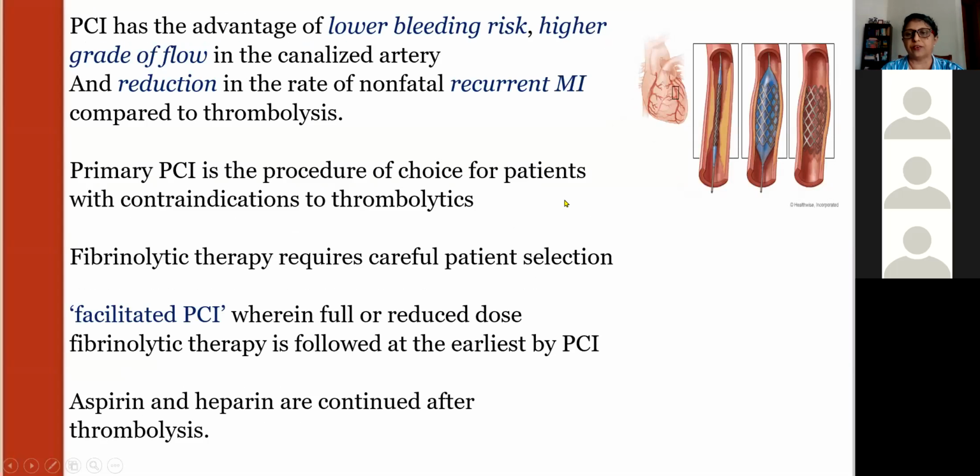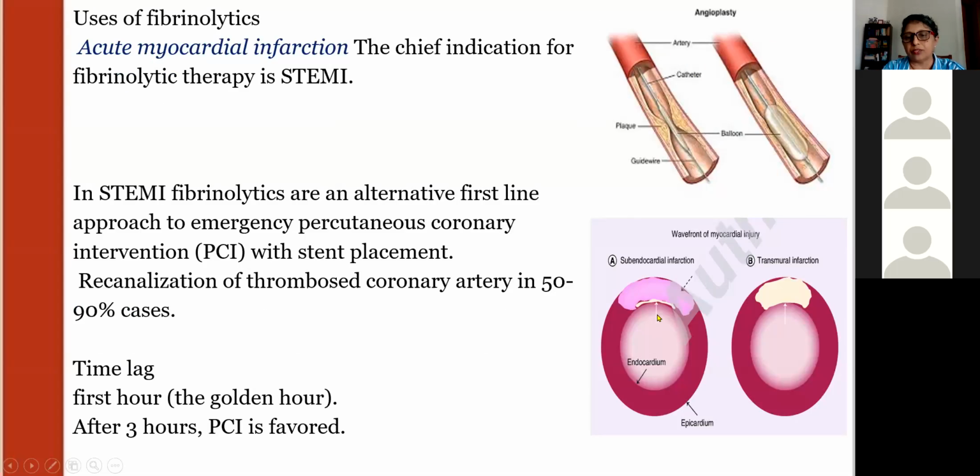going for PCI instead, because this is just a picture of the endocardium as well as the epicardium. Once thrombus formation occurs from the subendocardium, this ischemia or infarction may extend up to the epicardium. From subendocardium to epicardium, this takes around 6 hours. Once it reaches here, if you give thrombolytics, some damage has already occurred, so it won't be that effective.